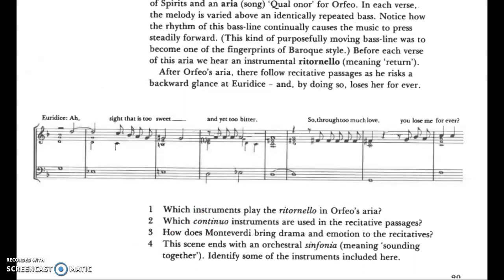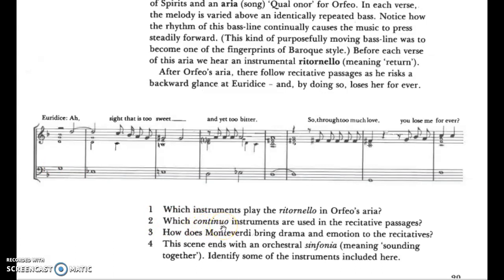We have to answer after listening to Orfeo's aria, Qual Onor. You see the name there, Qual Onor. You have to say which instruments play the ritornello in Orfeo's aria. We know ritornello means that we have a return, that in between the singing we have that instrumental return of instruments. Then we have a continuo. Which continuo instruments are used in the recitative passages? We know that in the continuo we usually have a harpsichord that must do the figured bass, and we have a cello playing the bass notes.